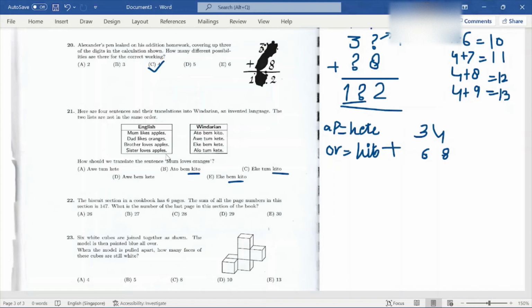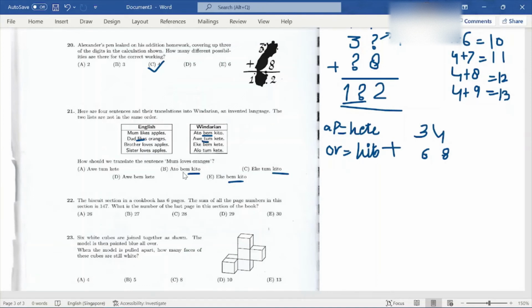Next, we need to figure out what would mean by Mom, right? So look at here, we have likes and loves, right? That means there are 2 occurrences of likes and 2 occurrences of love. We won't be able to figure out which one would be what, but let's look into it. So with keto, which is orange, you know, is bem, right? So Dad likes oranges, so like is equal to bem, right? So that means that definitely love would be tum, correct?